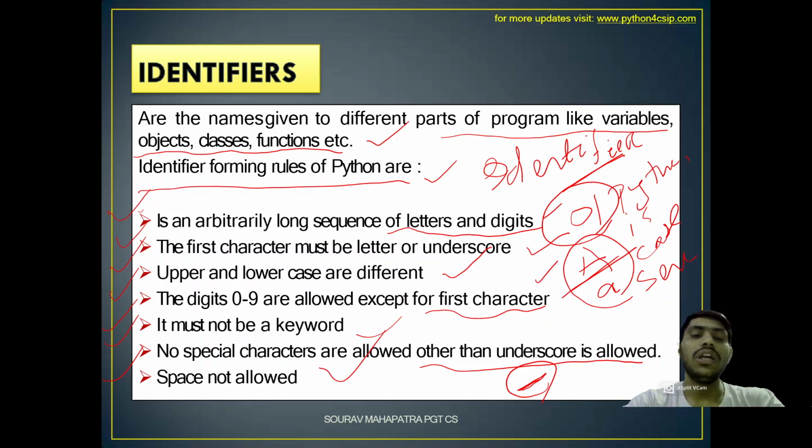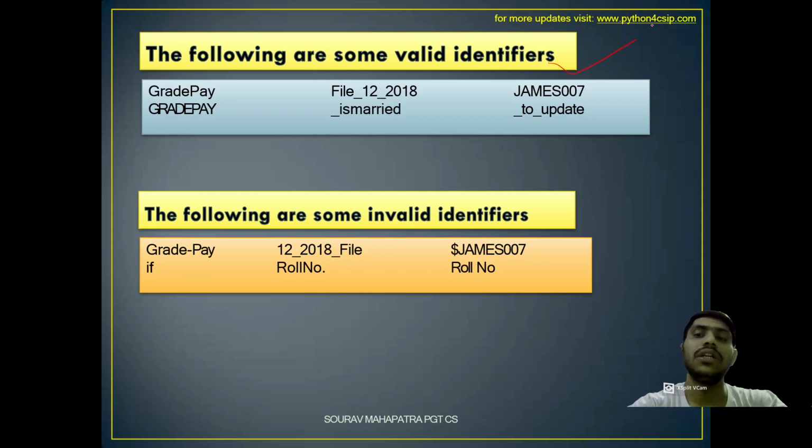So I think everyone understood this one. Take a screenshot. This is the rule, and you will surely get a one mark question from this. The following are some valid and invalid identifiers. In the question, they will frame it, suppose they give you four options: A, B, C, D. Choose which one from these is a valid or invalid identifier.